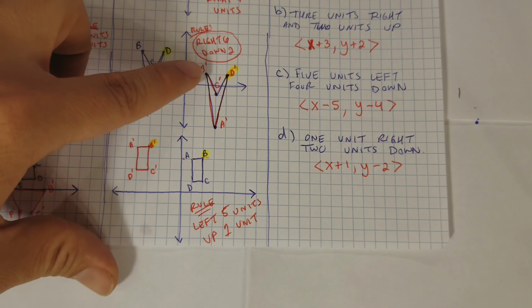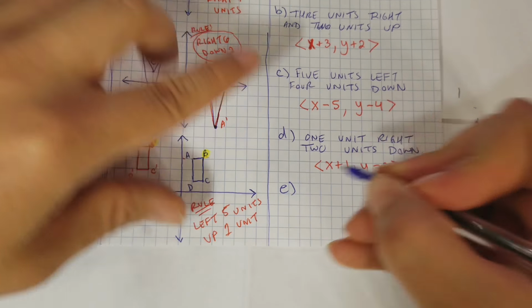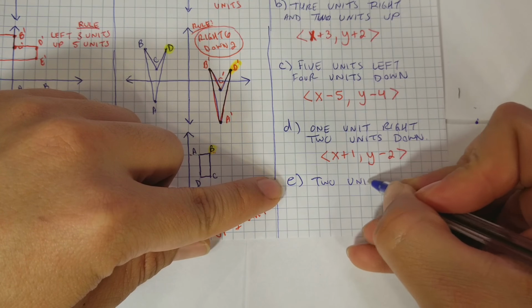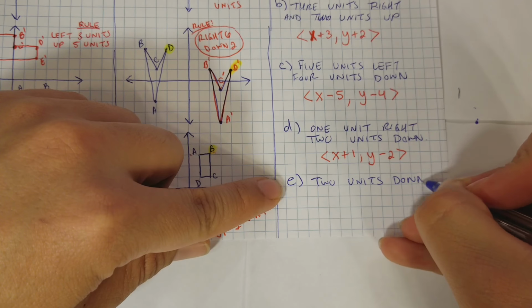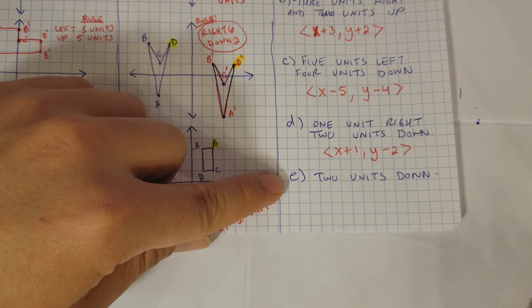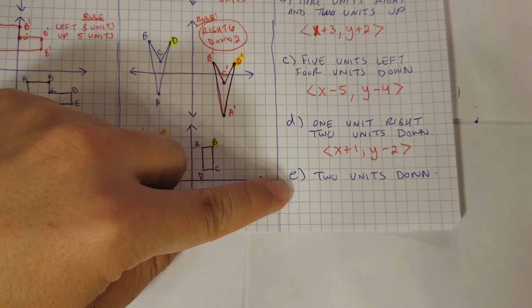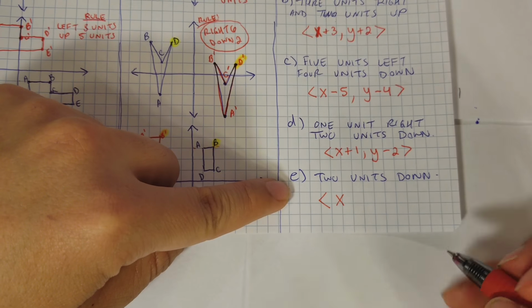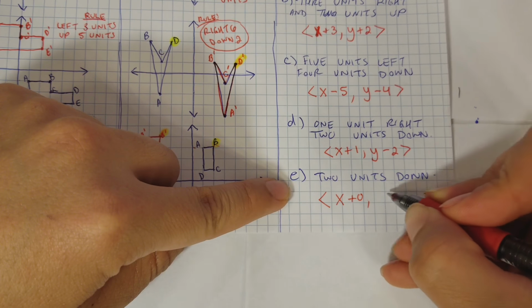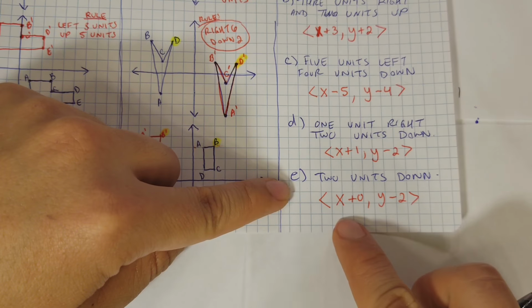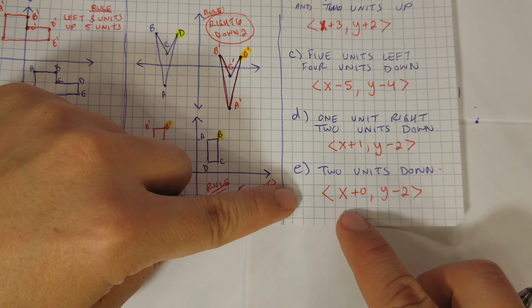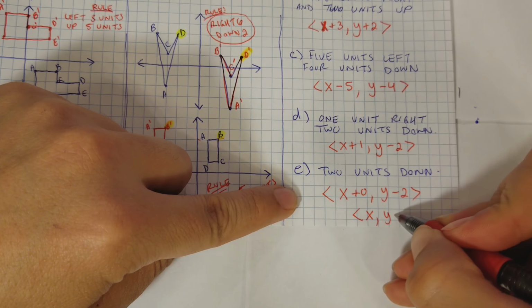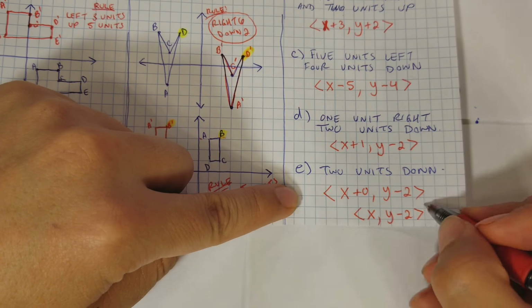What if they just say one thing? I don't have an example here specified, but what if they just say 2 units down? Just like that. You don't move to the left or to the right, you just want 2 units down. How would you write that in vector form? Well, since you don't move to the left or to the right, you just basically write x plus 0, and then y minus 2. Now, you're never going to see x plus 0 because that's kind of unnecessary. So typically the way people write that is they just write x, as in not moving anywhere, and then y minus 2 as the final vector.